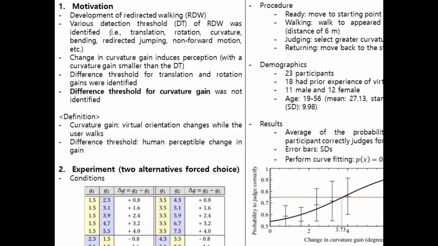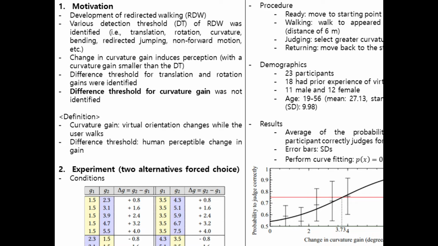However, in some papers that applied curvature gain, there were reports that perception occurred when the gain was changed, despite using a gain smaller than the detection threshold. And there was also a study to find the difference thresholds for translation and rotation. However, research to find the difference threshold of curvature gain has not yet been conducted. Therefore, in this paper, we try to identify the difference threshold of curvature gain.